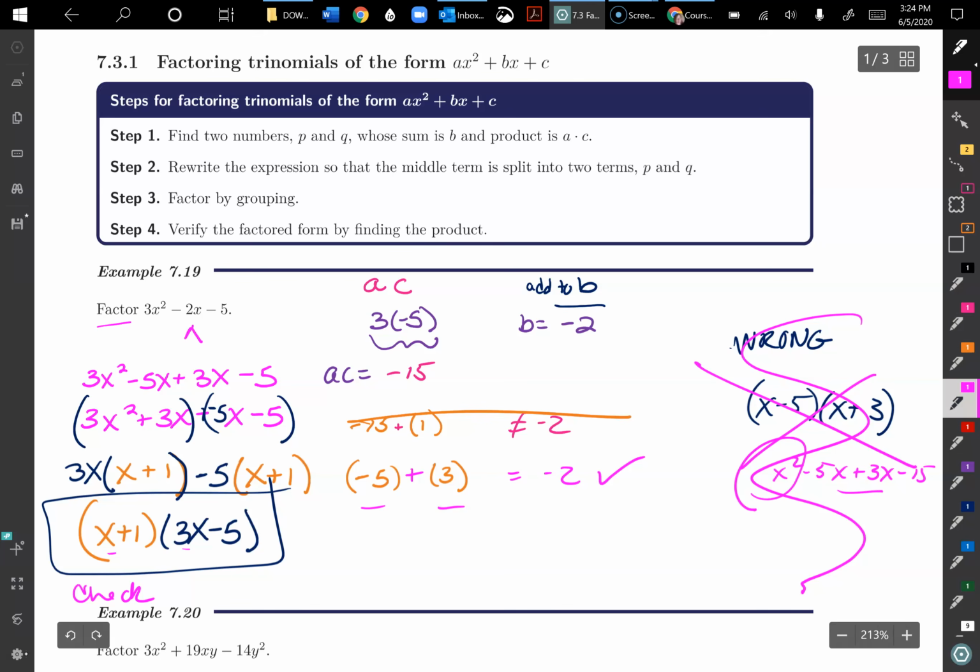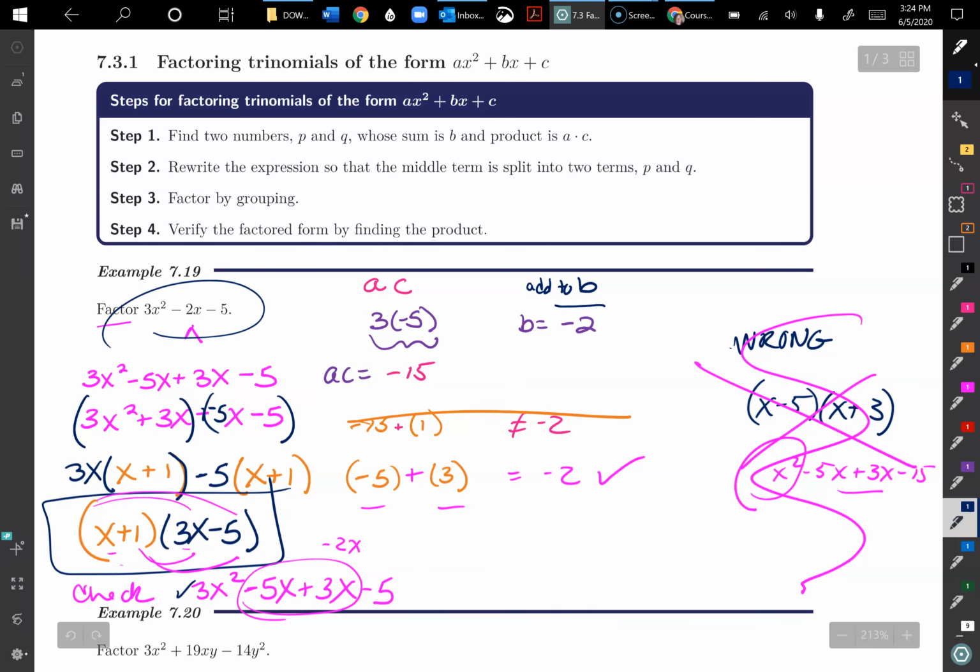And I would get, first would be 3x squared. Outside would be minus 5x, insides are plus 3x, and last are minus 5. So when I do this middle term, I definitely get the minus 2x, but I'm also good here with my 3x squared. So this will match what I started with, so that's a good answer. It works. Where here, it was close, but I didn't have that first term.